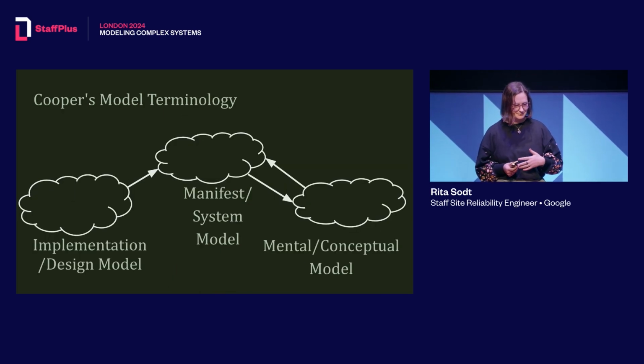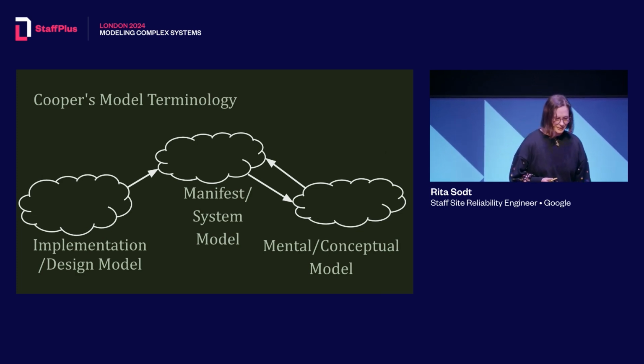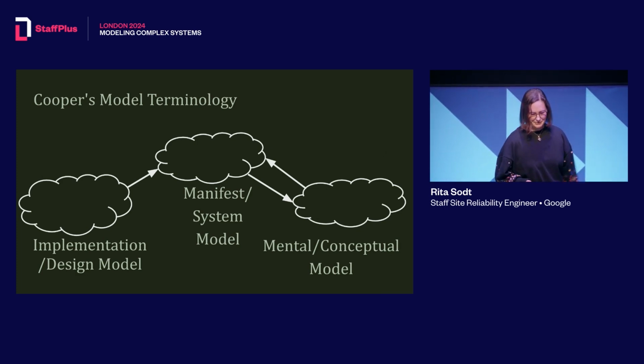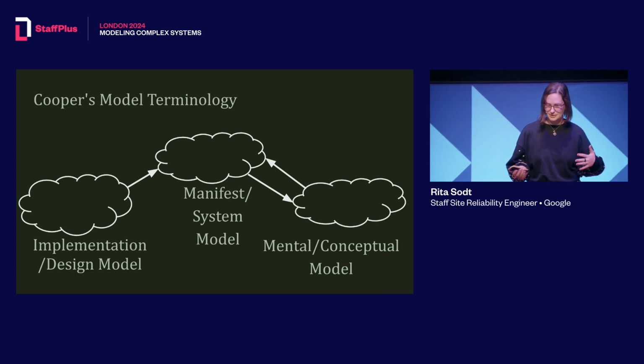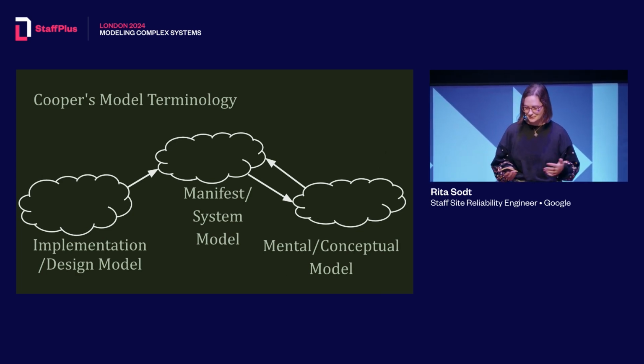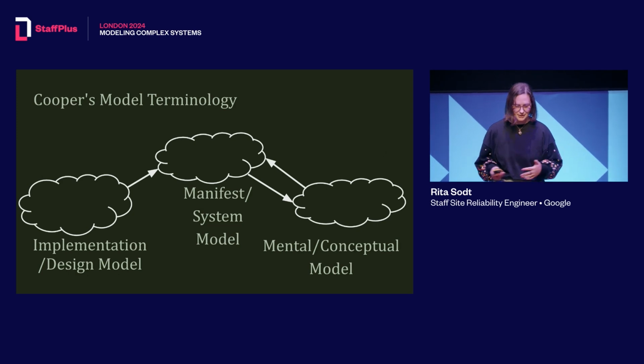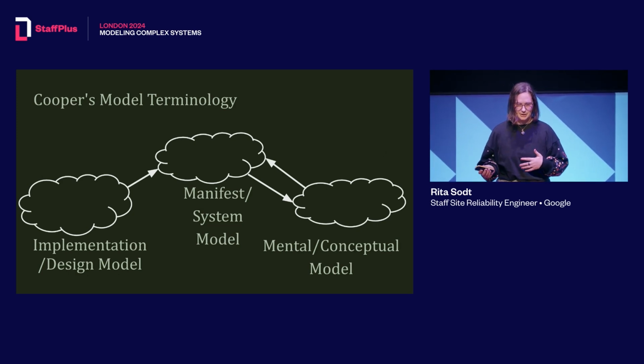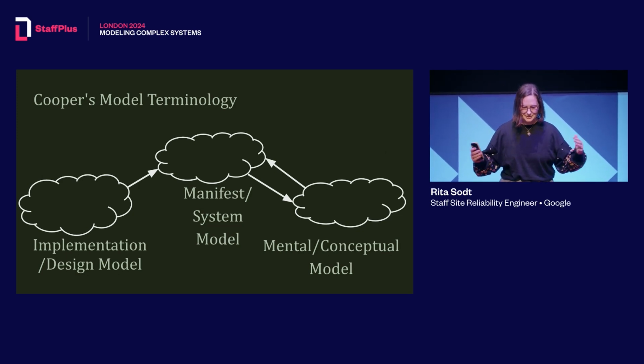Another important concept is from Alan Cooper in The Essentials of Interaction Design. Here, he outlines three models. One is the implementation or design model. This is what the designer or engineer has in their intent of what to build, the code. Then there's the manifest or system model. This is what's actually represented and live when the system or change is placed within the larger complex system as a whole. Here's where the unintended consequence can happen.